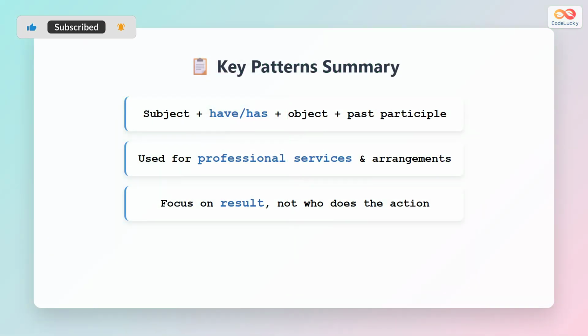Remember, the key pattern is subject plus have or has plus object plus past participle. This structure is for professional services and arrangements focusing on the result, not who performs the action.